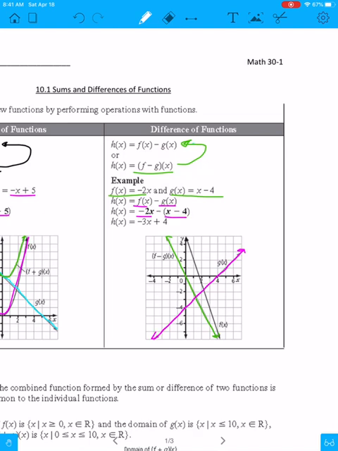x minus 4. But do you see here how there are brackets around here? This is where everyone errs in the subtraction one, in the difference. They're going to err here because you're going to forget to subtract the whole function, which means you have to put in brackets and then distribute. So there's another step in here.